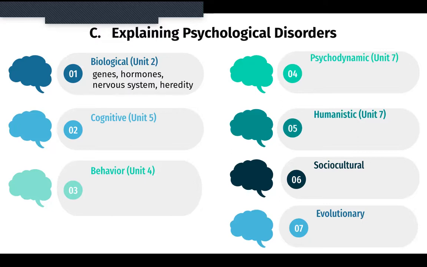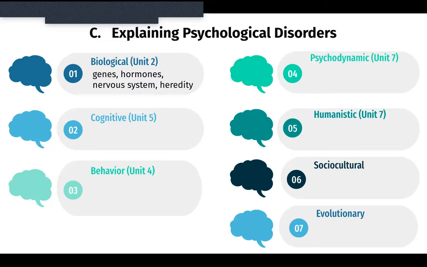Anything to do with the brain and the body, which actually add brain and body. I'm not sure why that's not on there. It should be. Okay, so brain, body, and then genes, hormones, nervous system, and heredity. So what do I inherit from my parents, for example?